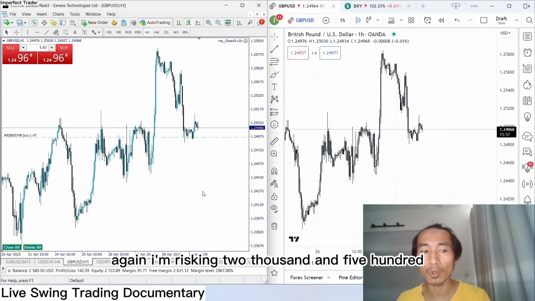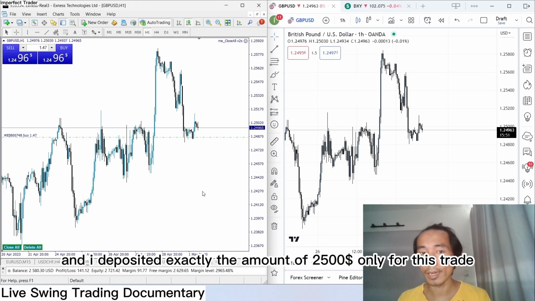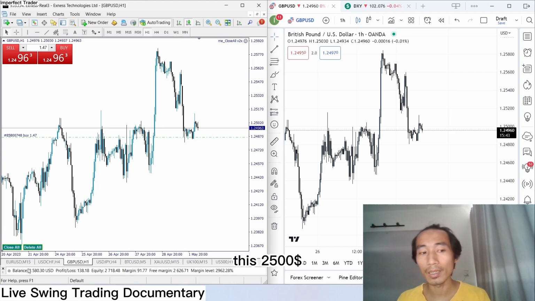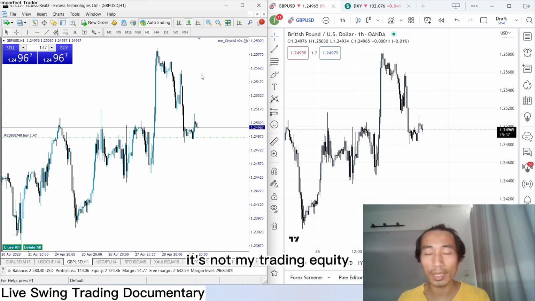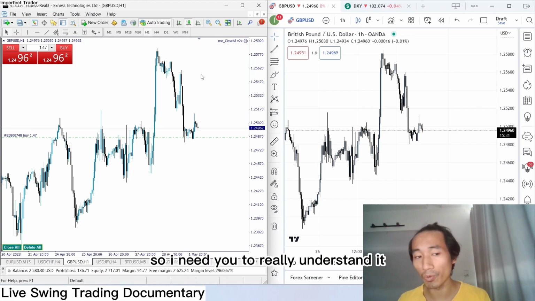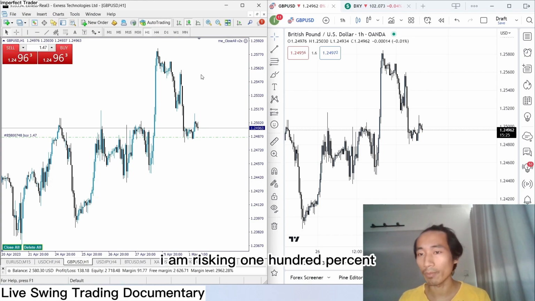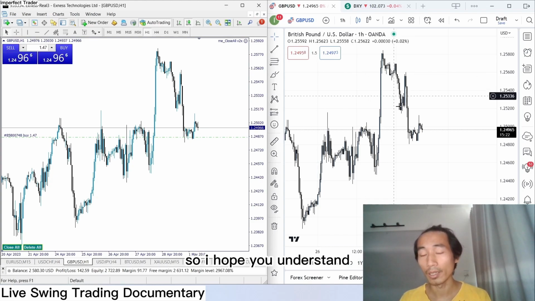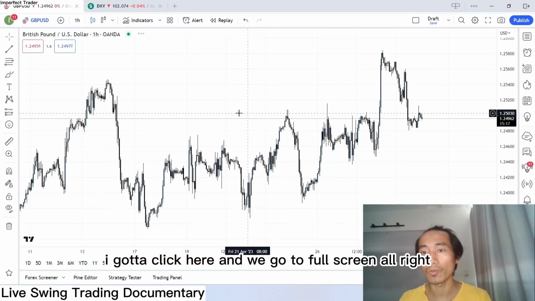Again, I'm risking 2,500 for this particular swing trade, and I deposited exactly 2,500 only for this trade. This is not my trading capital. It's not my trading equity. It's not all the money I have. I need you to really understand it, because most people will skip the video and think I am risking 100%. So I hope you understand. Alright, I'm going to click here and we go full screen.